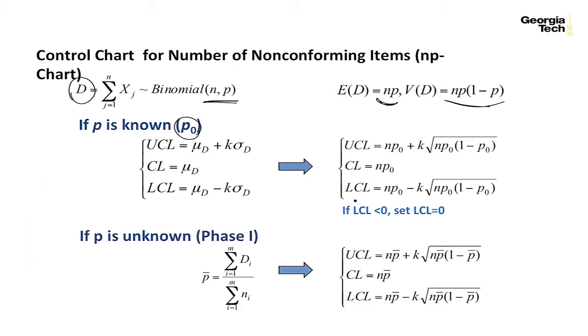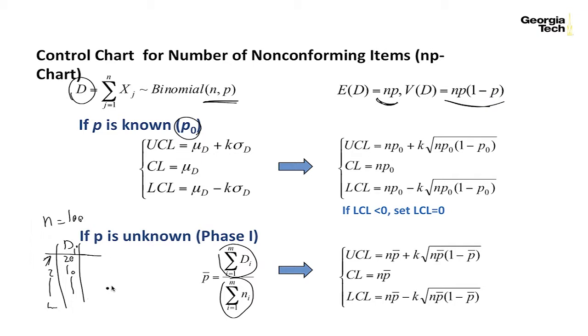What if P is not known? In this case, we need to estimate P using this equation. It is the summation of all bad parts divided by the summation of samples that we have. So if you remember, let's say we have m samples, and in each sample n is 100, so we are inspecting 100 parts, and we record the number of non-conforming items. Here, let's say it is 20, 10, and so on.